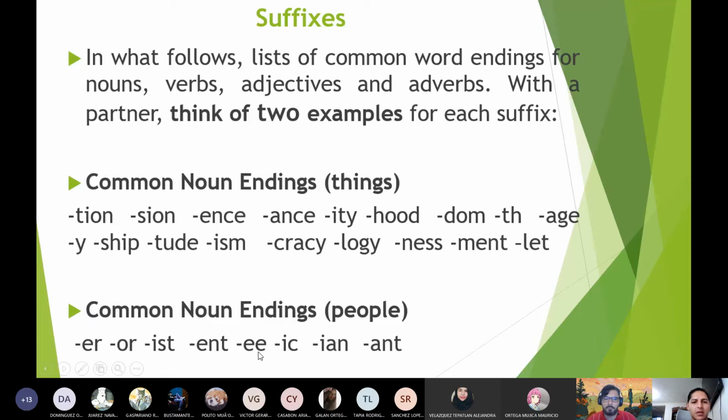Sergeant, maybe employee, interviewee. What about this one? Ethic. Thank you. A politician, lieutenant.